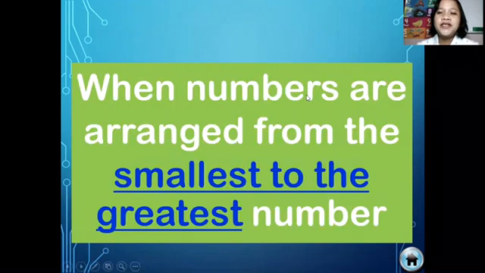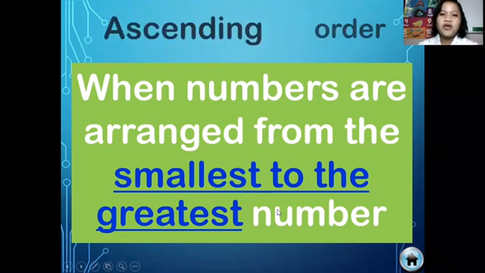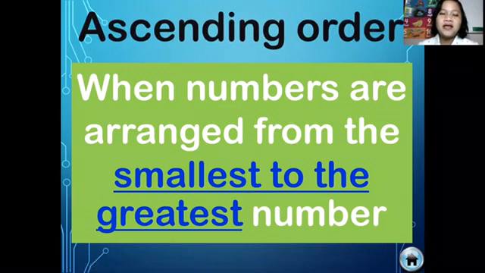When numbers are arranged from the smallest to the greatest number, we call this one ascending order. All right. Do you understand? Ascending order, it means from the smallest to the greatest number.